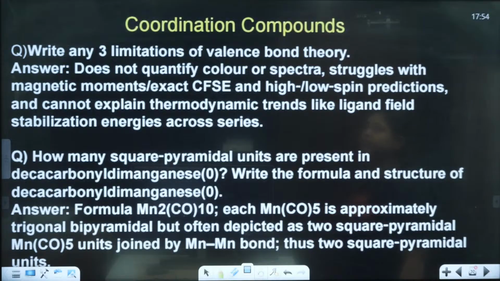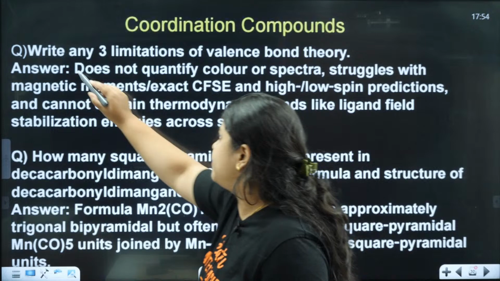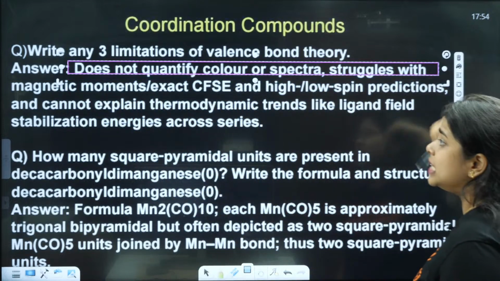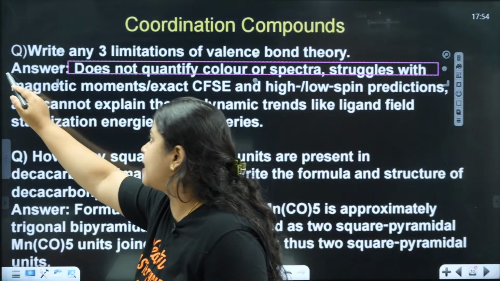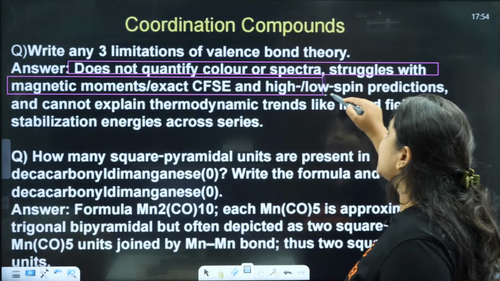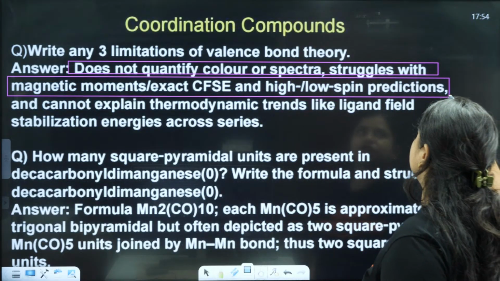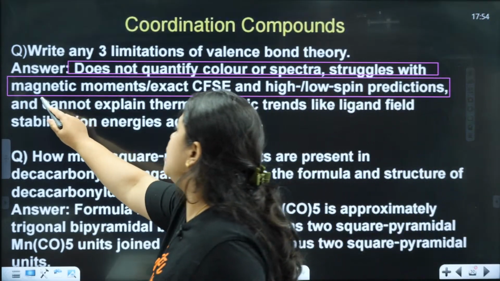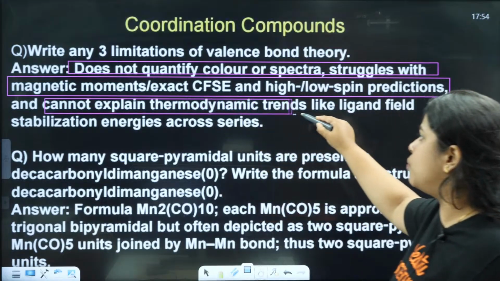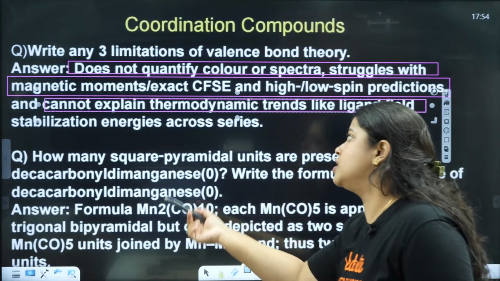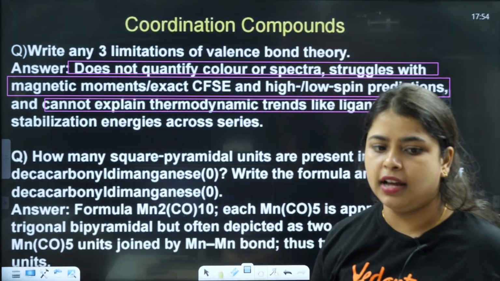Next one, write any 3 limitations of valence bond theory. Like we can tell it as what? It does not quantify color or spectra, it struggles with magnetic moments, or exact CFSE and high or low spin prediction, and it cannot explain thermodynamic trends like ligand field stabilization energies across the series. Clear?